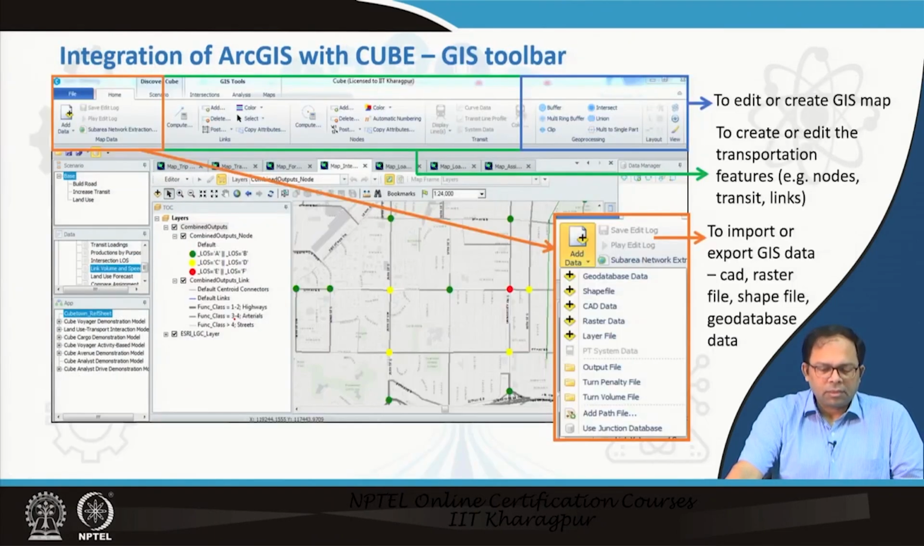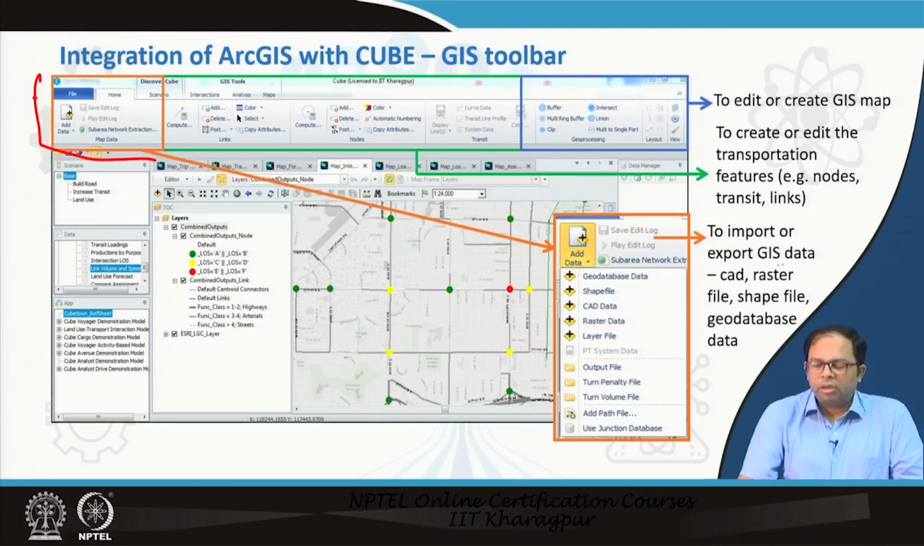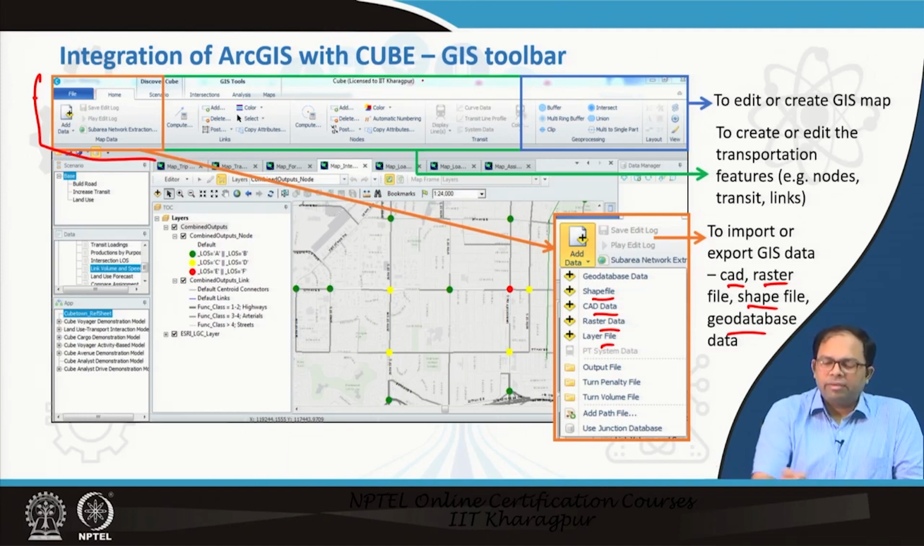Sorry. So this is the GIS toolbar. In the first box, this part, we can import and export GIS data, CAD files, raster files, shapefiles, geodatabase data. So all these things could be imported directly into Cube as well. Then this is the tool where we can create and edit the transportation features like nodes, transit, links. All these things could be edited from over here.